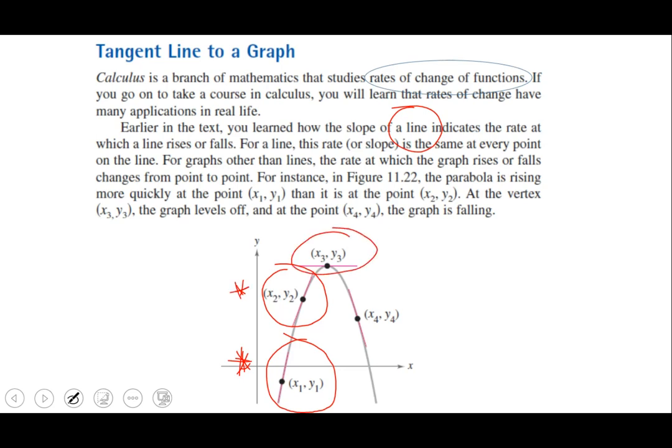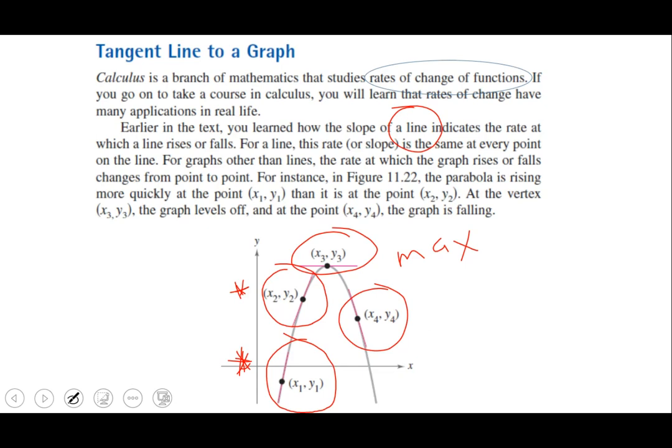Here at the point (x3, y3), because you have a horizontal line, because you're at the maximum of this quadratic, you would say that the rate of change is 0. And then let's say you were to try to find the rate of change here at a point like (x4, y4). Well, obviously that would have a negative slope because the line is falling.